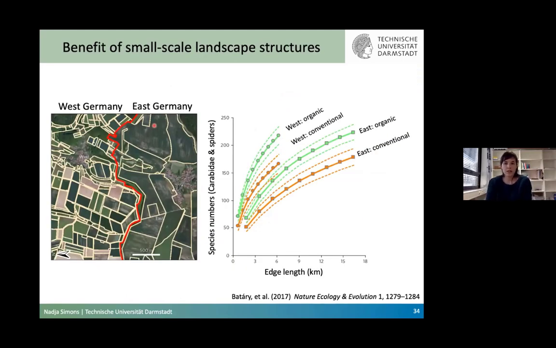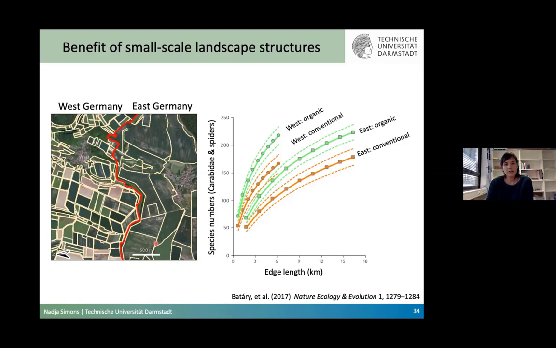The role of landscape heterogeneity for biodiversity has also been shown by many other studies. One of these studies that I like very much is a study by Peter Batáry and colleagues. They found that species richness of ground beetles and spiders increased with the amount or the length of field borders in a landscape, indicating that small patches of different land use within a landscape, as it's typically still found in Western Germany, promote biodiversity better than landscapes with large patches of homogeneous land use. And this edge effect was even stronger than the positive effect of organic versus conventional farming, both in West and East Germany.